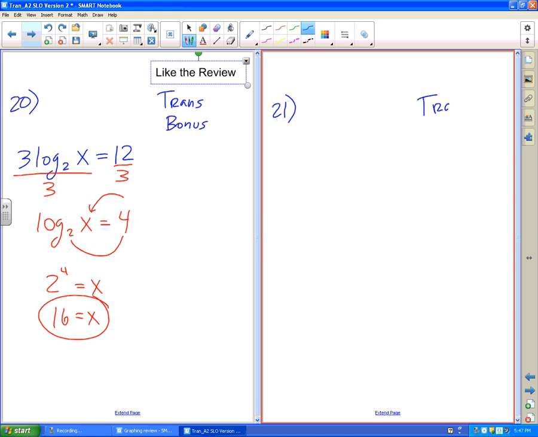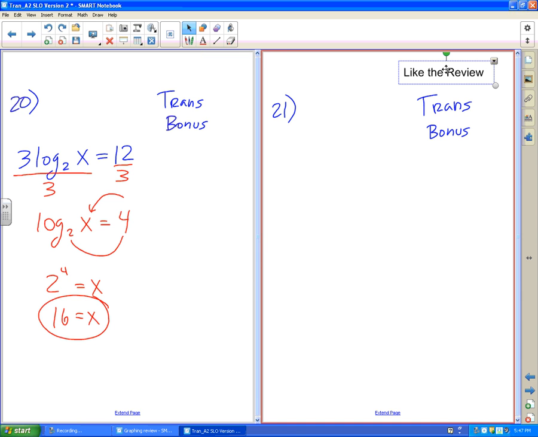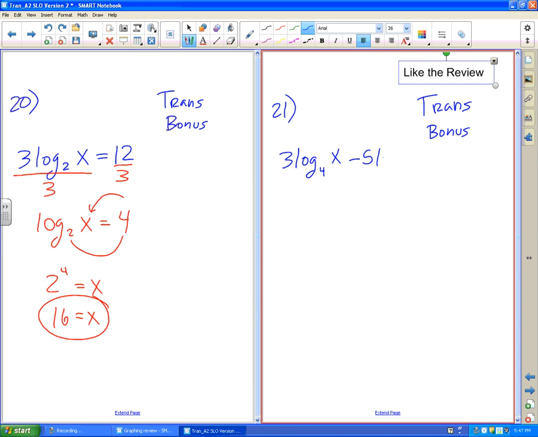This is also a transitions bonus. We need to write this as 1 log. So log base 4 of x to the third over 3 to the fifth equals 5. Okay. So remember that these can become exponents, and that a minus with 1 log becomes the division, goes to the bottom.